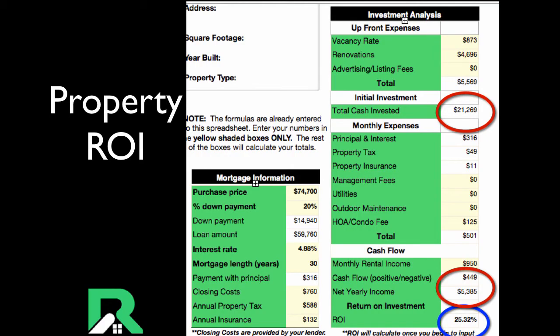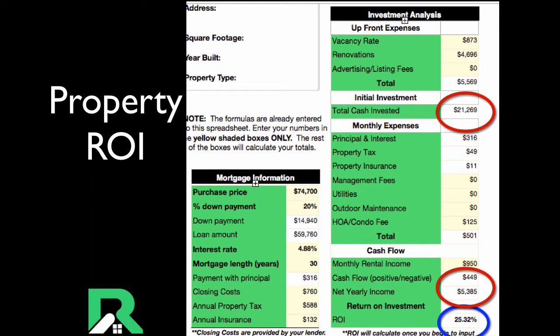Let's take a look at a sample property ROI that I have for you today. This is our property analyzer that you can download free from our website. It prompts you to put in a bunch of numbers in the yellow boxes, and the white boxes already have formulas in them, and they calculate everything for you. There are three numbers that I want you to pay attention to. You'll see there is $21,269, and then there are two numbers in the red circles, $449 and then a little over $5,000.